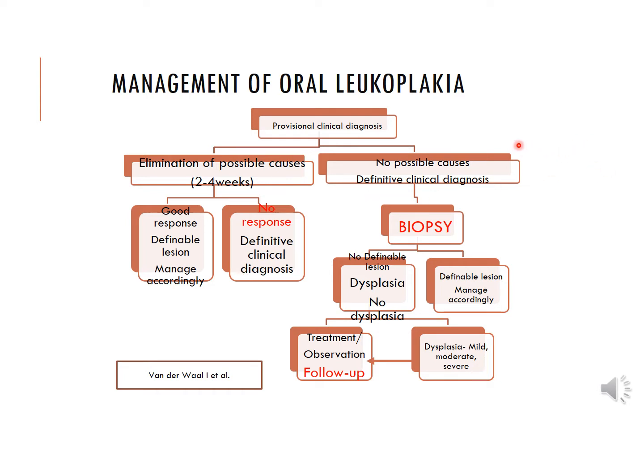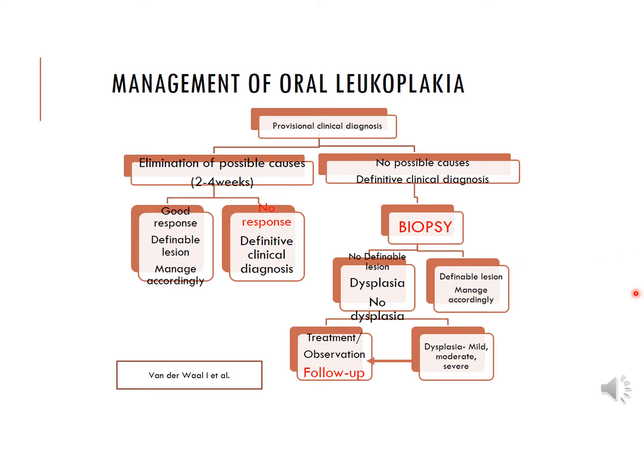On the other hand, if you're not able to find any possible causes, why is the patient having a white lesion? Let's say he or she doesn't smoke, or it's a female patient with no known family history or no known habit history, and you are not sure of what clinical diagnosis to arrive at, or you're sure and have a definite clinical diagnosis, then either way you would want to biopsy the patient, right? So when you biopsy the patient, you will come up with either no definable lesion again, that means in favor of leukoplakia, right? And then you will look for either it having dysplasia or no dysplasia, right?